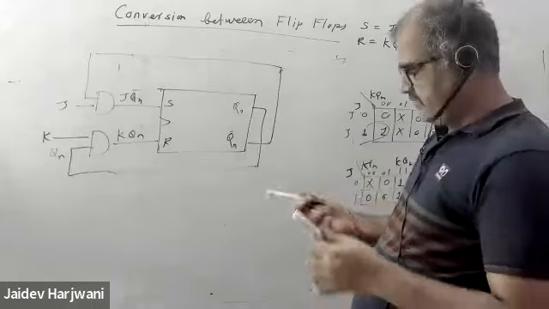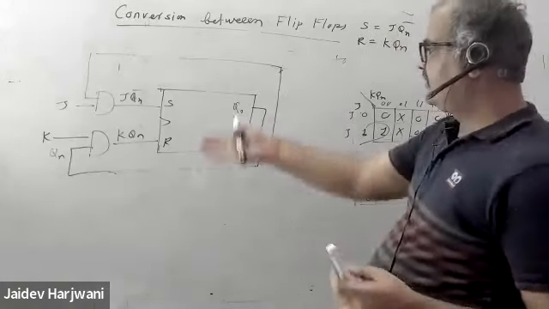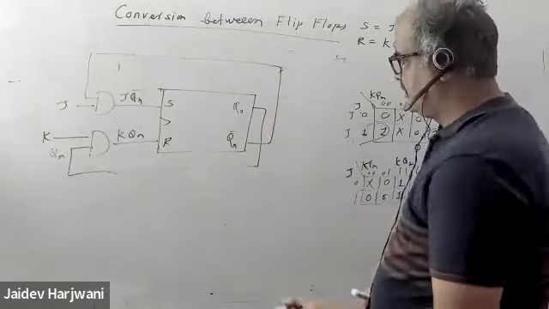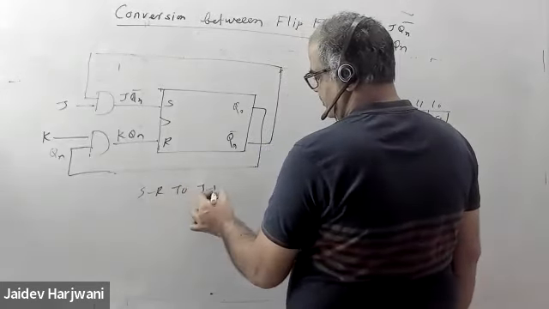Now this flip flop will act like a JK flip flop. Okay. Now you can put all the values here. You can check whether it is working like a JK flip flop or not. Okay. So this is your SR to JK flip flop.